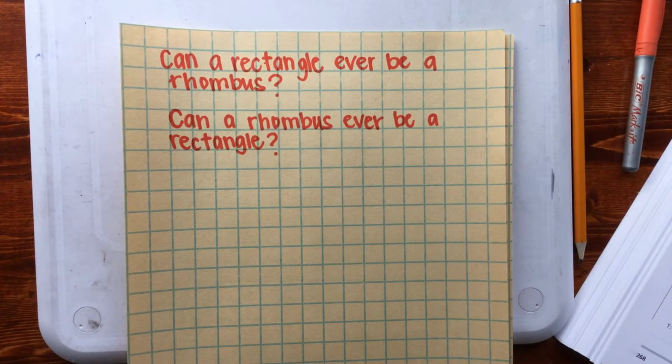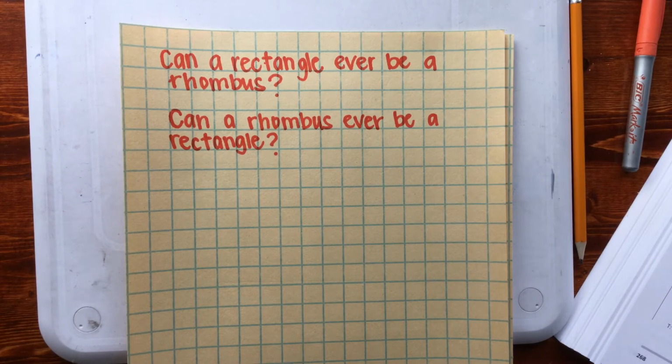Can a rectangle ever be a rhombus? Can a rhombus ever be a rectangle? So we're actually going to answer these questions with our next drawing. Okay, so you may already be thinking in your head, well, let's see. They're both quadrilaterals. Okay, and let's see. Both rectangles and rhombuses are parallelograms.